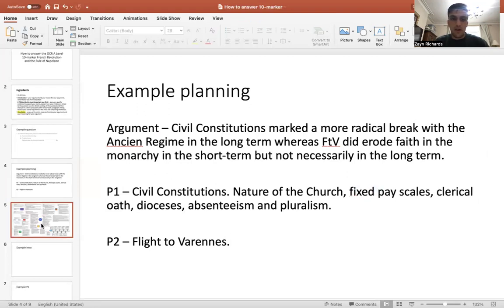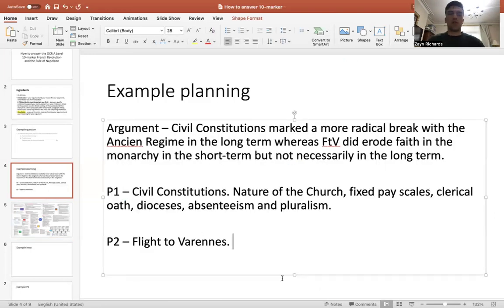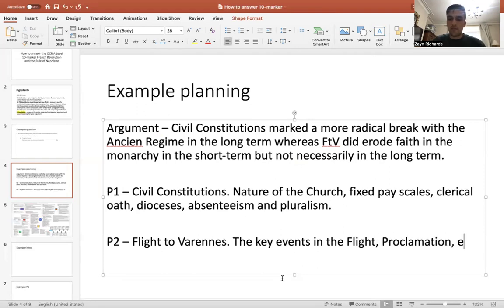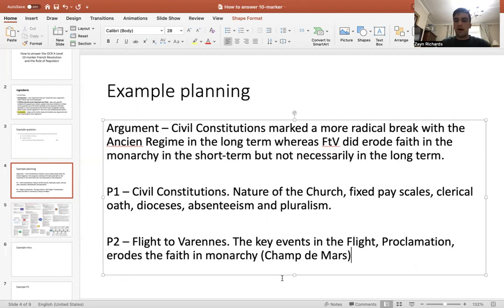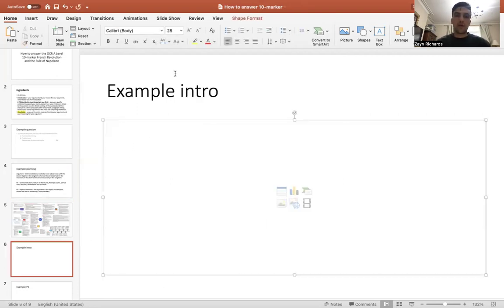And then the other thing I would be talking about as well is for the flight to Varennes, I'd be talking about what it was. So I'd briefly mention the key events in the flight. And then the key thing you want to be talking about is the proclamation. And then you'd want to consider how it erodes the faith in monarchy. So you'd want to be talking about the Champ de Mars there and Marat's radical calls for action. Okay, so this is basically how I do my intro for this question.